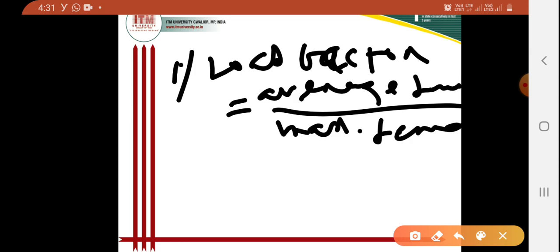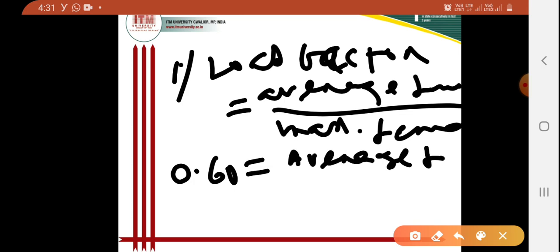So what is the load factor value? It is given as 60%, so I can write 0.60. So I can write 0.60 is equal to average demand by the maximum demand. That is 25. Maximum demand is 25 megawatt. So in the place of maximum demand I am writing 25 megawatt.